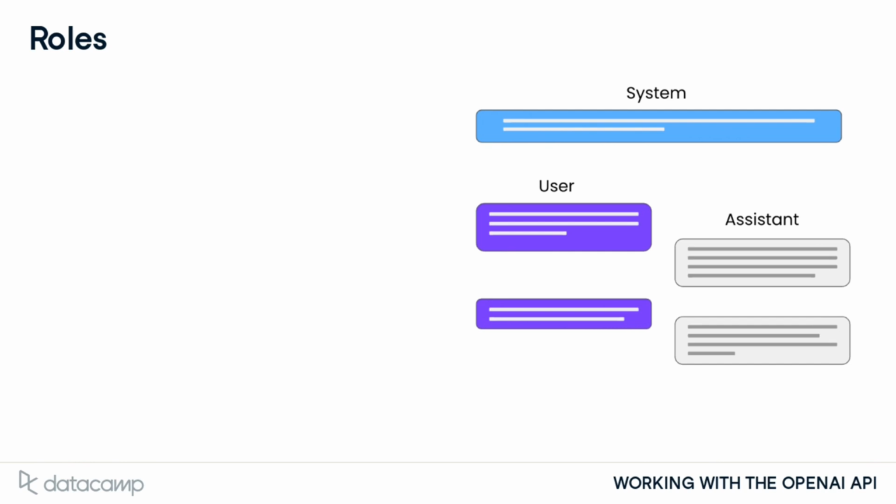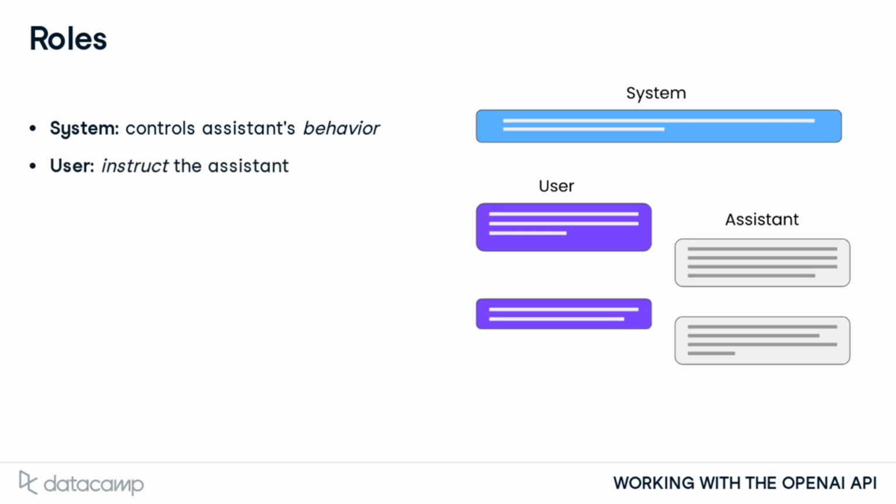Roles are at the heart of how chat models function. Up until this point, we've only used the user role, but there are also system and assistant roles. The system role allows us to specify a message to control the behavior of the assistant. For example, for a customer service chatbot, we could provide a system message stating that the assistant is a polite and helpful customer service assistant. The user role is used to provide an instruction to the assistant, and the assistant role is attached to model responses.